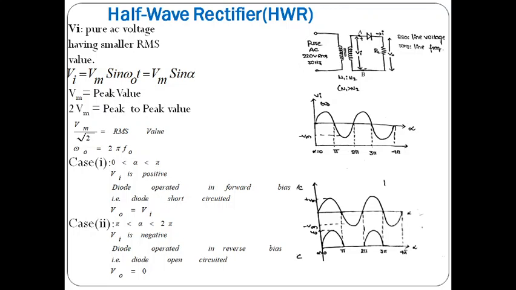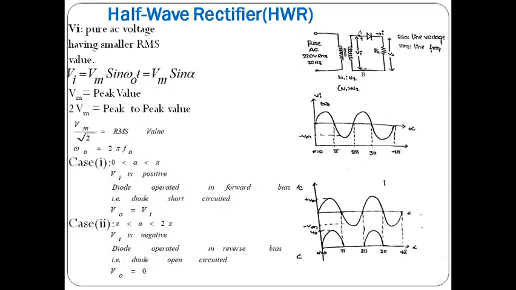This current also flows through the load resistor, which is RL. This current is I, and the output across the load is V0. During the negative half cycle, that means pi to 2 pi, terminal A is negative with respect to terminal B. Now the diode becomes reverse biased, hence no current flows in the circuit. So it is open circuited.